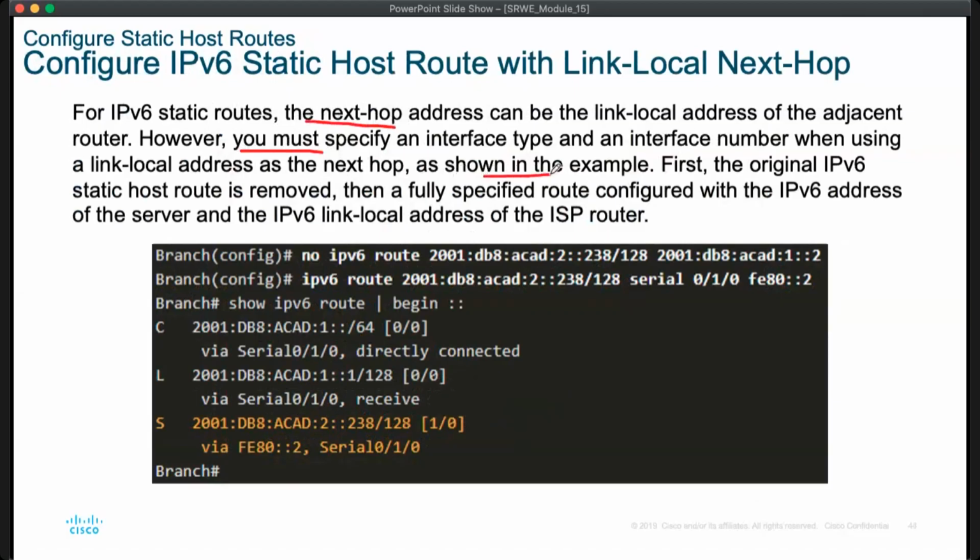First, the original IPv6 static host route is removed, then a fully specified route is configured with the IPv6 address of the server and also the IPv6 link-local address of the ISP router.